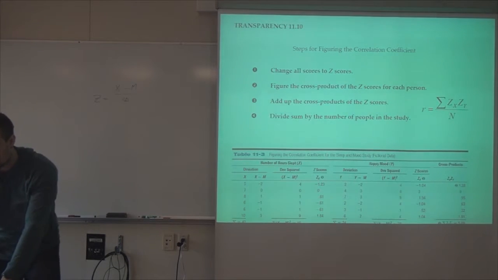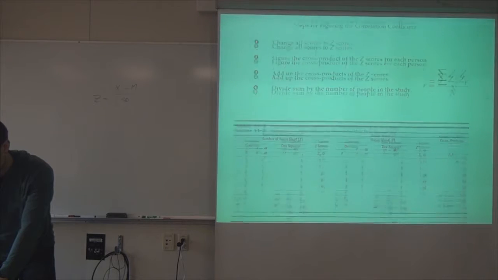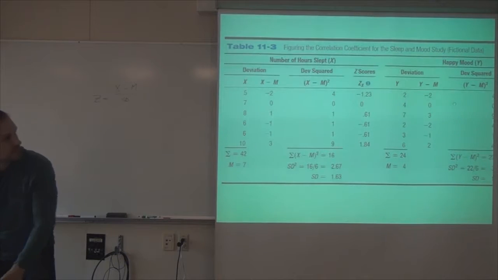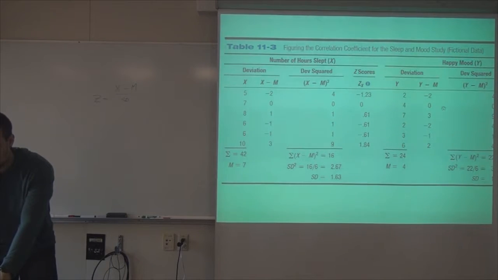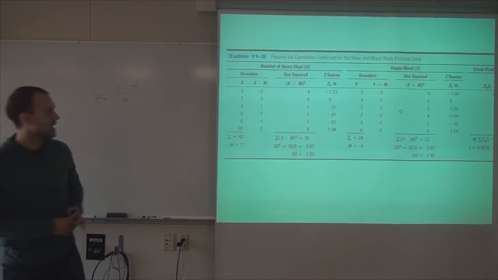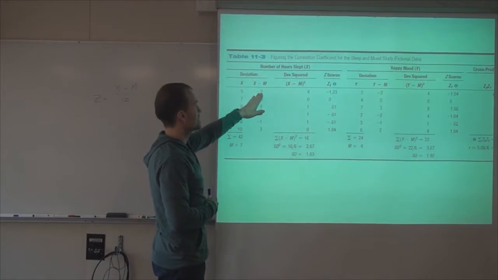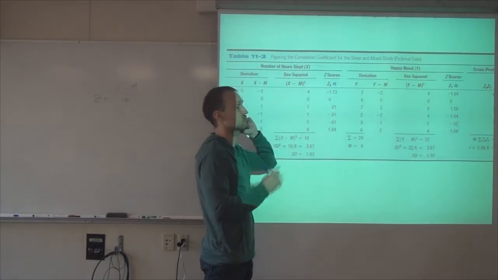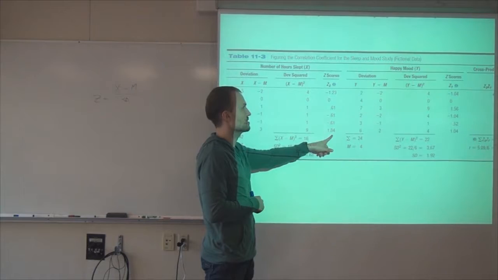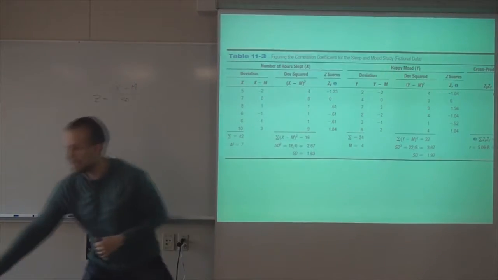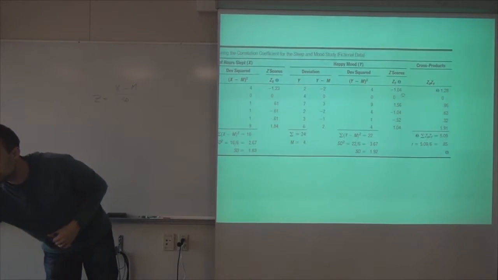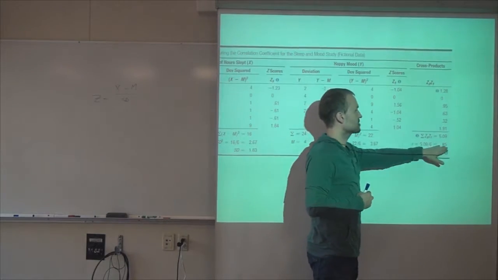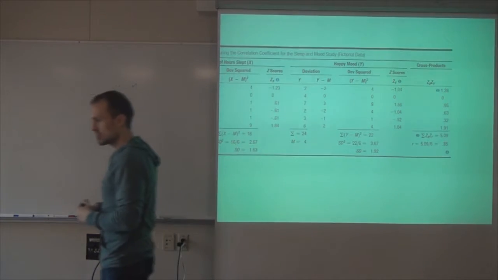If I look at my sleep mood example, I'll zoom in a little bit because it gets a little small. Maybe out one more. There you go. I have my x values, deviation squared, because I need the standard deviation to standardize them by way of the z-score. Same for the y's, and I standardize them, multiply them together, add them up, and divide to get the average cross product.